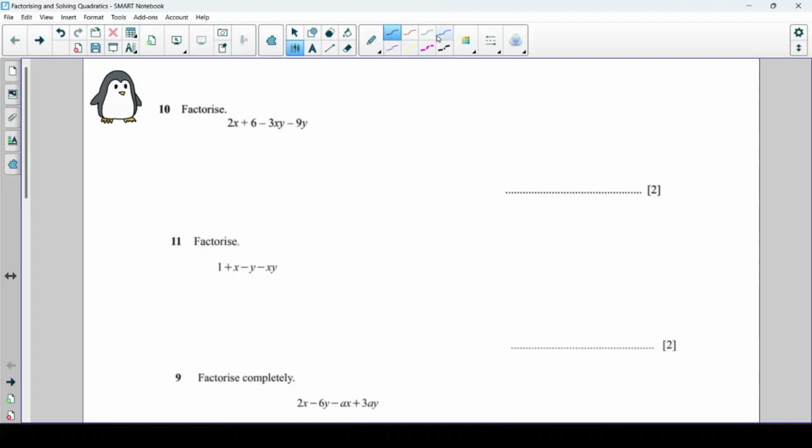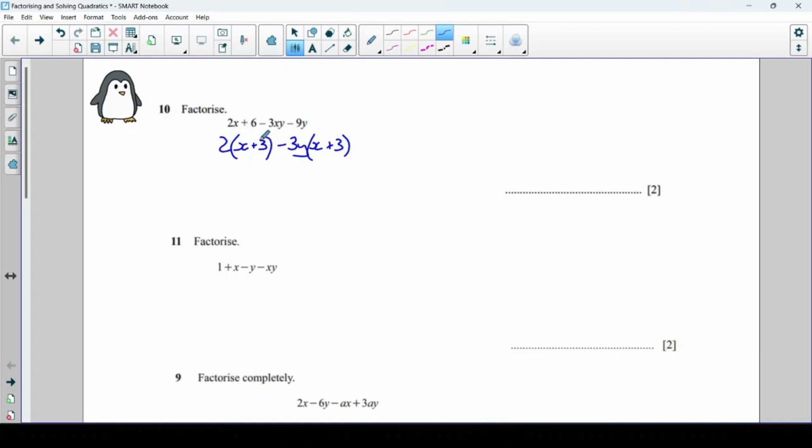Okay, here we're doing the solutions to factorising and solving quadratics. So starting off with this one, we're going to make two single brackets. I'm going to take a 2 out of these first two terms, and I get x plus 3. And then out of these two, I can take minus 3y, and then inside those brackets, hopefully we're going to get the same thing. Yeah, we do.